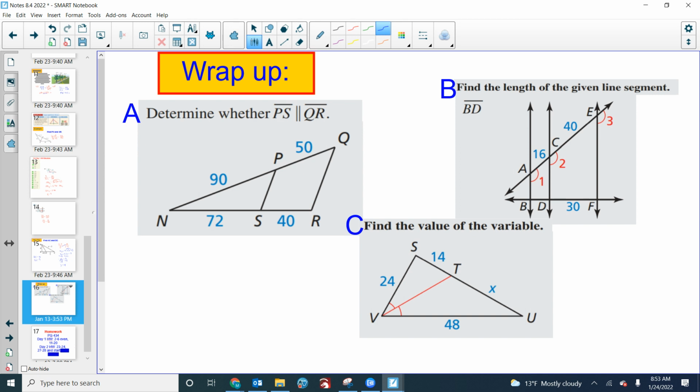We're going to determine if the lines are parallel. Okay? So we're going to see if that over that.